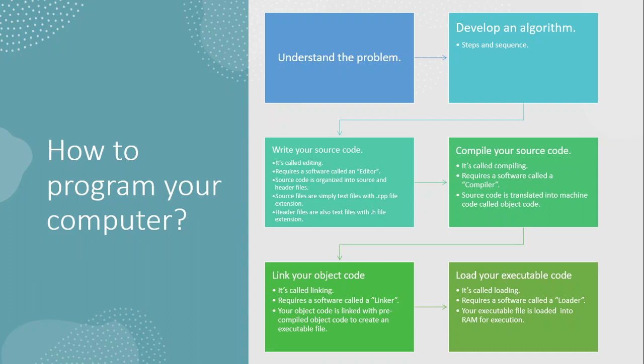Source files contain your C++ source code that does all the work. Header files contain the declarations or definitions of your functions. We'll go into more details about the header file in later lectures, but both of these are text files that you can create with the editor. The source files have the extension .cpp, and the header files have the extension .h.